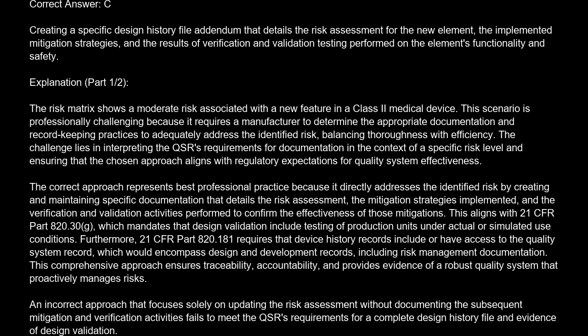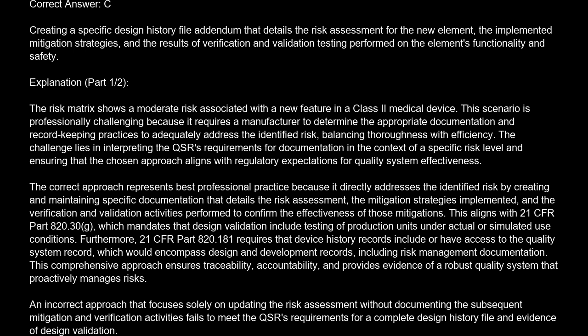Explanation. The risk matrix shows a moderate risk associated with a new feature in a Class II medical device. This scenario is professionally challenging because it requires a manufacturer to determine the appropriate documentation and record-keeping practices to adequately address the identified risk, balancing thoroughness with efficiency. The challenge lies in interpreting the QSR's requirements for documentation in the context of a specific risk level and ensuring that the chosen approach aligns with regulatory expectations for quality system effectiveness.